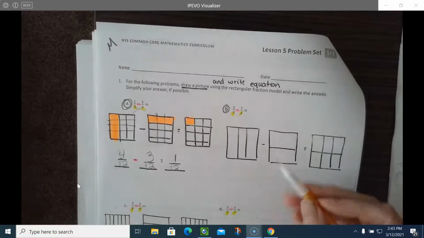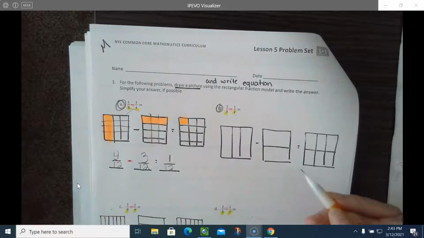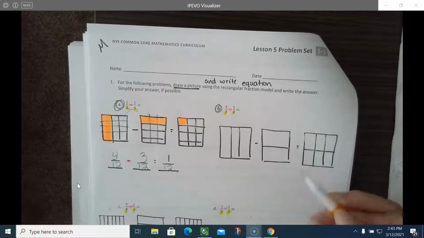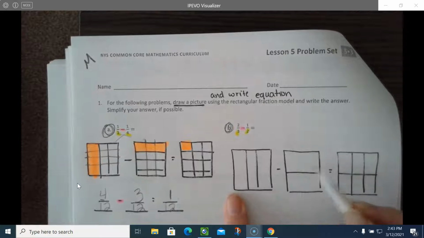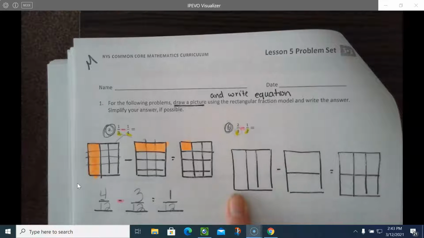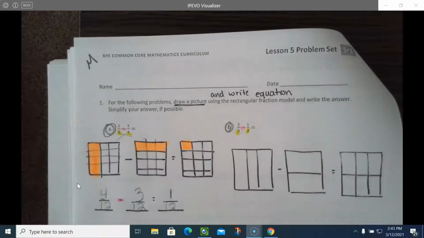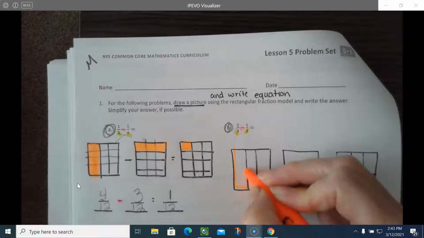So let's go to letter B. We can see clearly that these are different denominators. They are not partitioned into equal sizes, so that means we need to do something. We need to rename those fractions. So for this, I draw 2 squares, and this first one is partitioned into 3 parts. I need to shade 2 out of the 3. So I'm going to shade 2 out of 3 partitions.